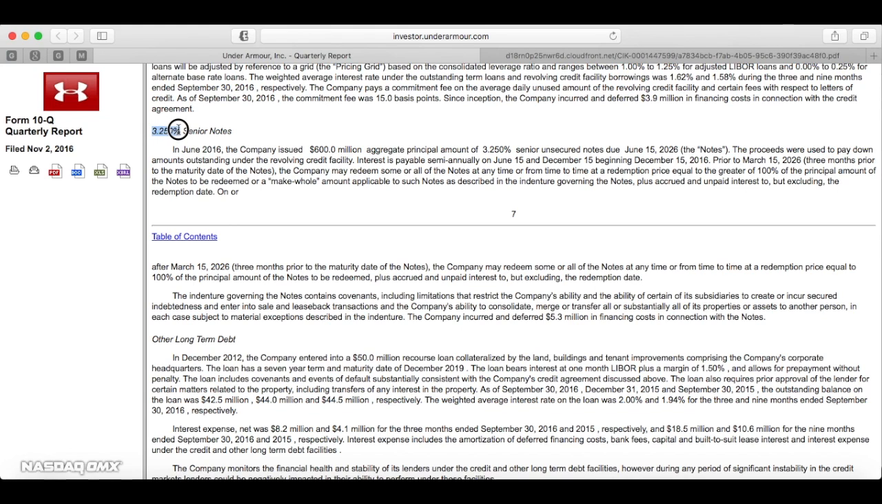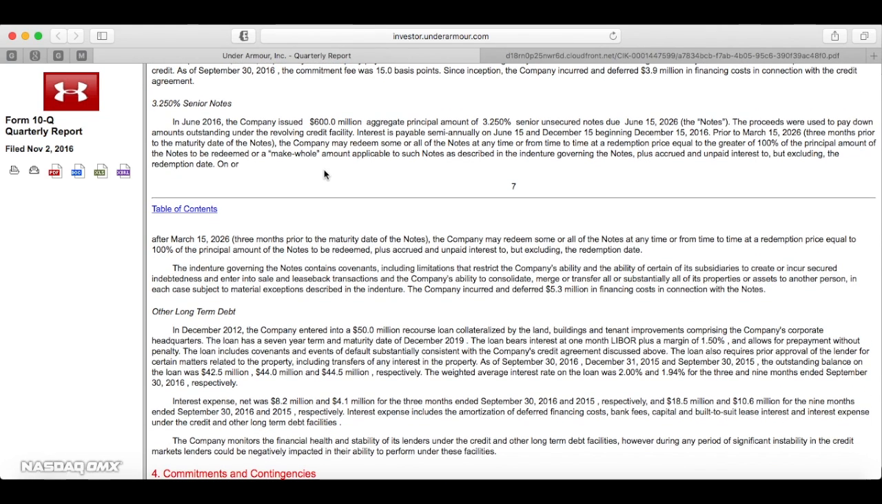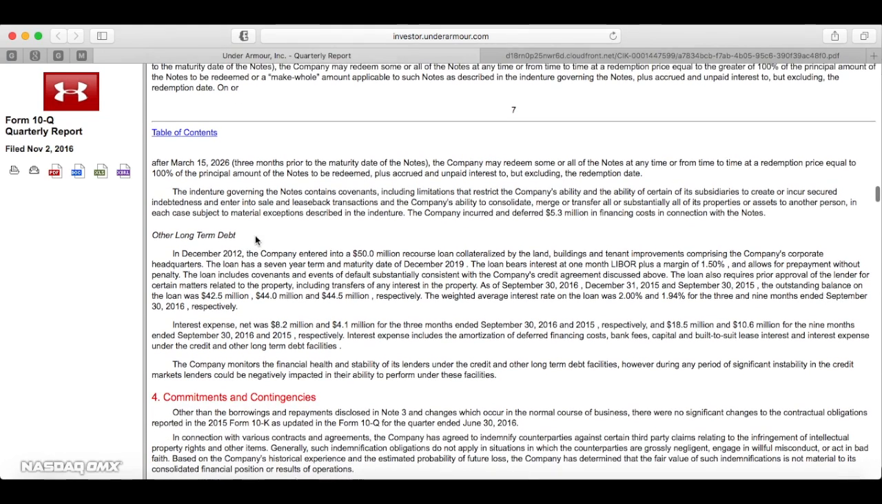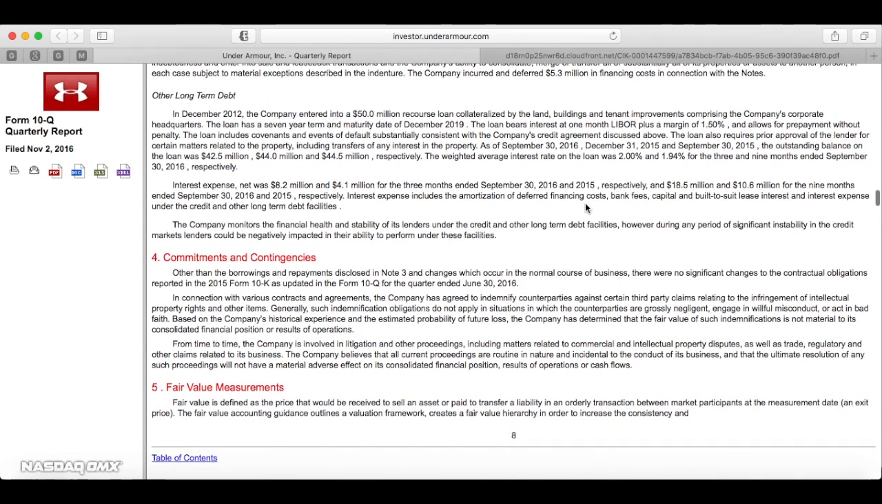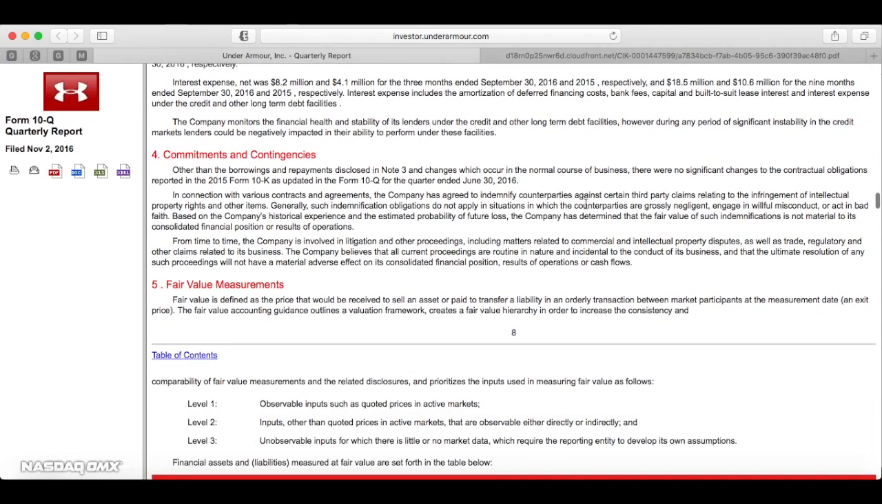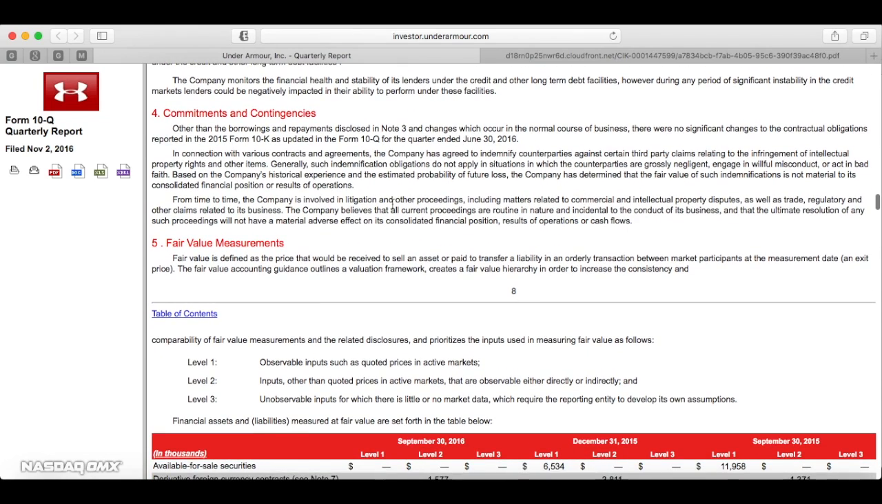Here's a 3.25 senior note. So it's 3.25%. This is almost as low as a mortgage right now that's insured by the federal government. So investors are really thinking that Under Armour's a pretty safe bet here. And these are projected out all the way for 10, 15 years here. And other long-term debt. It's stretching out here for Under Armour, so they're building up a nice portfolio of debt. But certainly with a company of this size, you typically expect that.